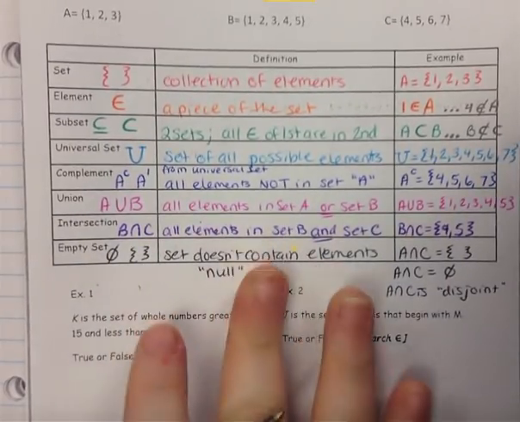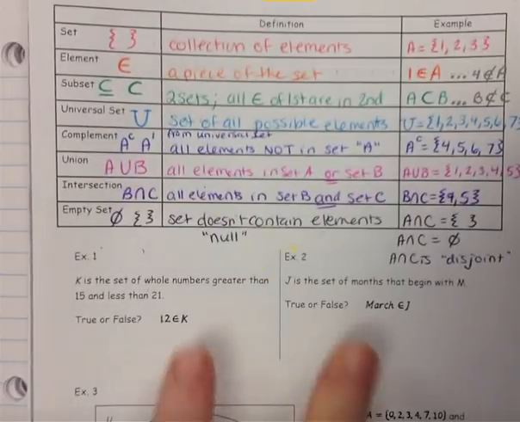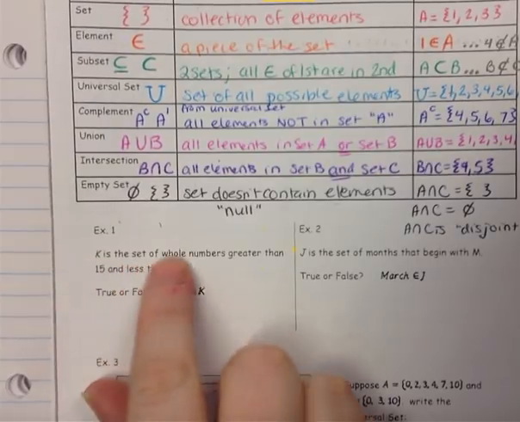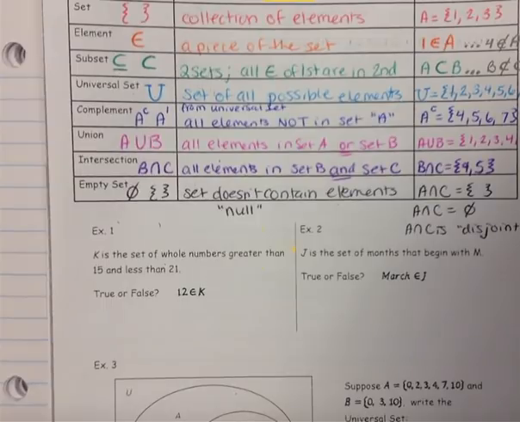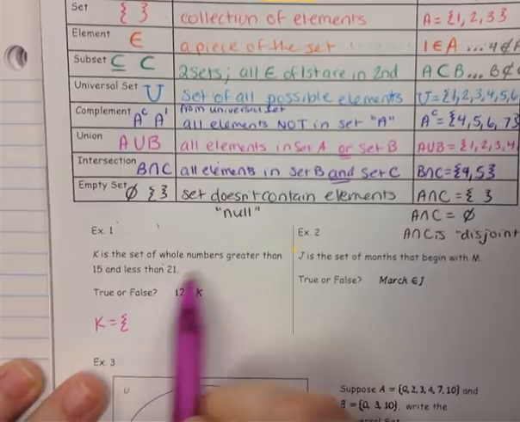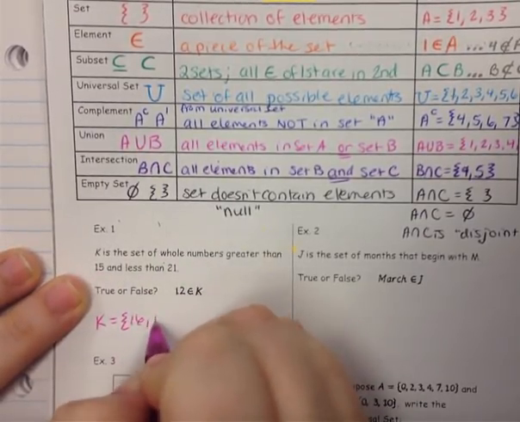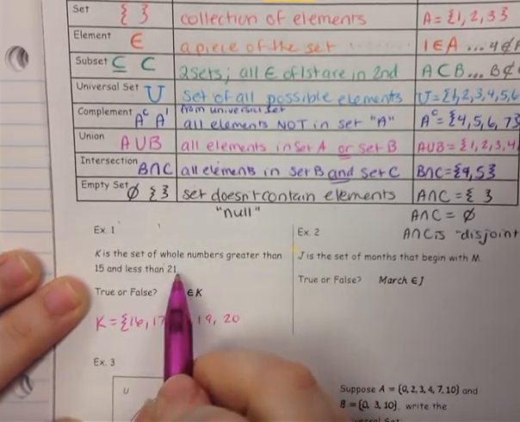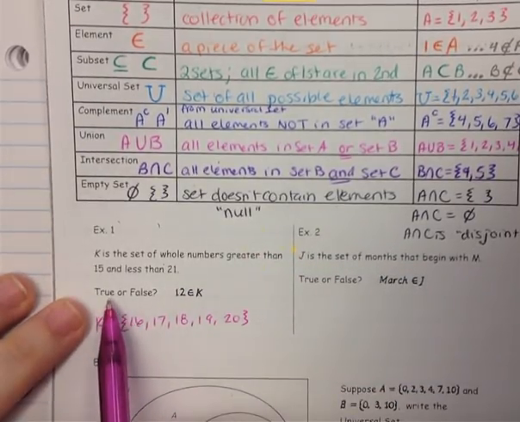These are the words that we will mainly focus on in this level of math. We're going to do 2 examples down here that are just true or false. K is the set of whole numbers greater than 15 and less than 21. So if we write out what K is, K is the set of the whole numbers greater than 15. So the first number greater than 15 is 16, 17, 18, 19, 20. And it says less than 21, so we cannot include 21. So we end that. True or false?